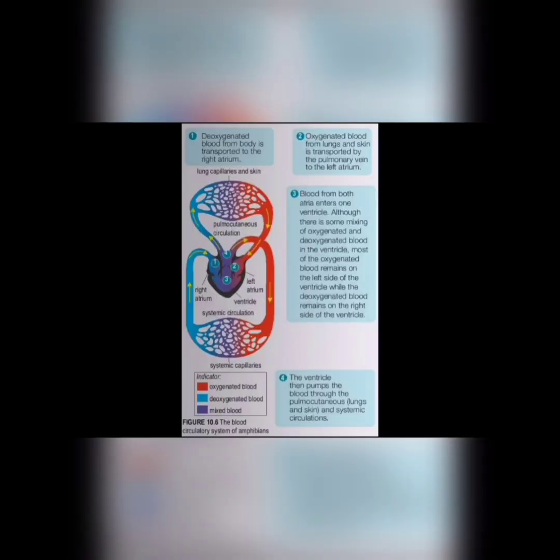Pulmocutaneous circulation transports the blood to the lung and skin, and the exchange of gases occurs here, while the systemic circulation transports oxygenated blood to the body tissues and returns the deoxygenated blood to the right atrium through the veins. Here is the figure of the blood circulatory system of amphibians that shows the flow of blood in amphibians. You can skip the video to read it.